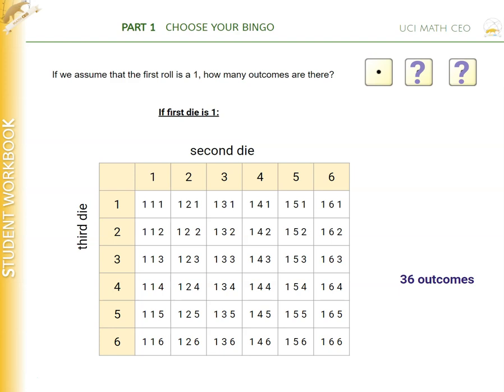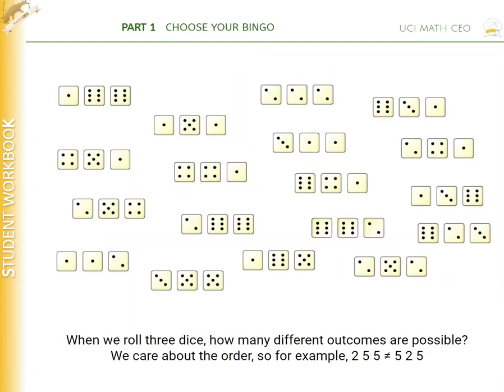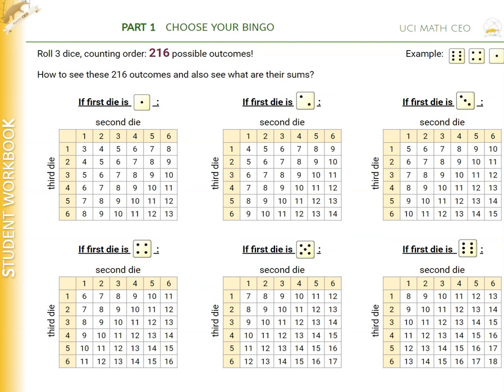A table is a very powerful way to see that there's actually 6 times 6, so 36 outcomes in which the first die roll was a 1. And then you can see, of course, multiplying by 6, and by the same logic, you'll get 36 times 6, so 216 possible outcomes. So there's a lot of outcomes here, 216.